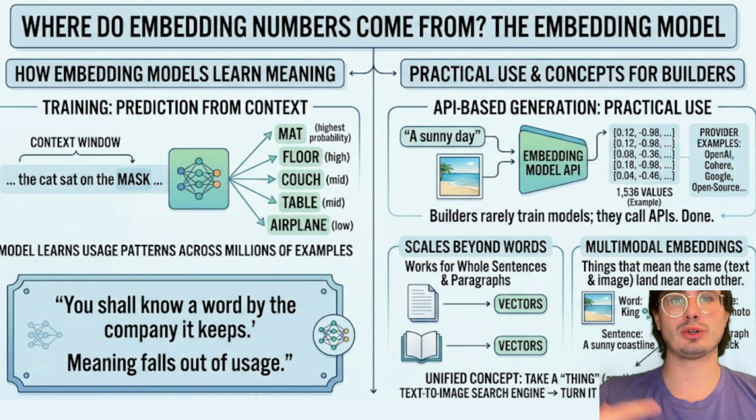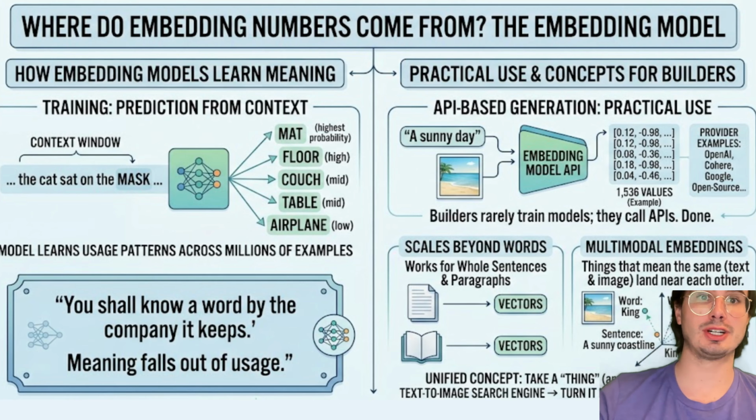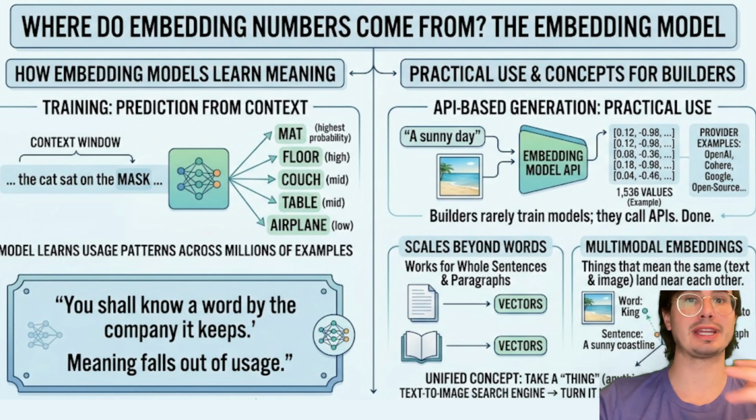And it also isn't only words. The same idea works for whole sentences and paragraphs, which is where you'll actually use most of the time. And it works for images too. So a photo of a beach and the phrase sunny coastline can land near each other. And that's actually multimodal embeddings. And that's how image search by text description actually works, if you've ever done like Google image search. And it's the same concept every time.